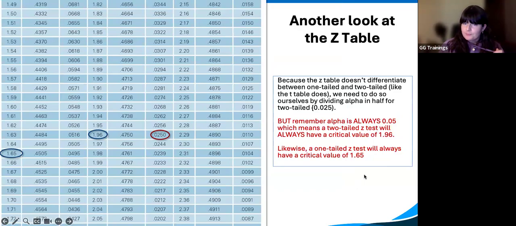And by the way, guys, just so you don't get confused, this dividing an alpha in half business only applies to our Z table, because of the way the Z table is organized. I wrote it here on the side. The Z table doesn't differentiate on its own between the one-tailed and the two-tailed, directional and non-directional. The T table does differentiate, so the T table doesn't require you to do anything like that. You can just choose one-tailed or two-tailed and you're good to go. Only for the Z table is this necessary.